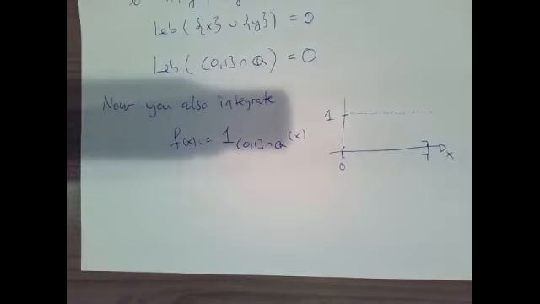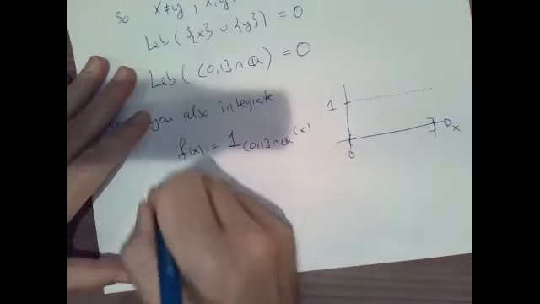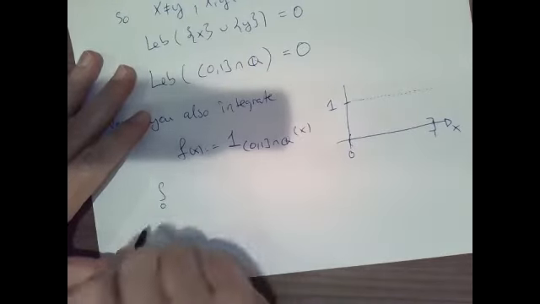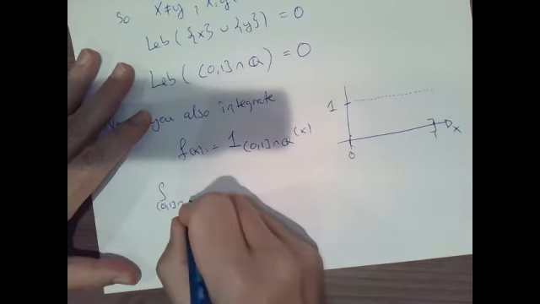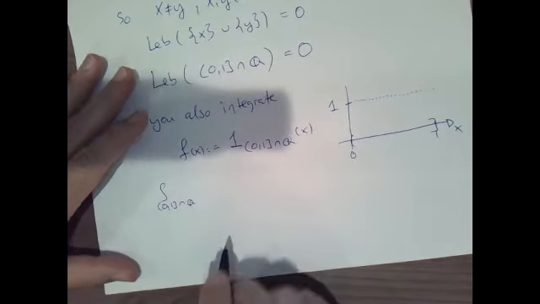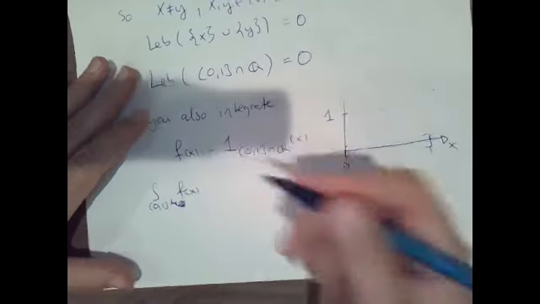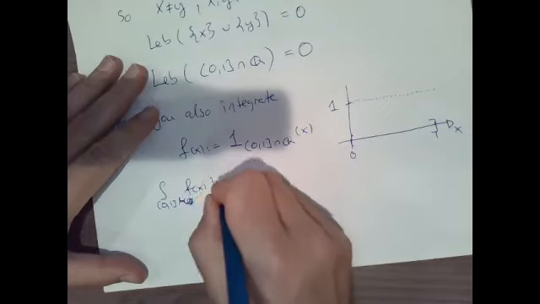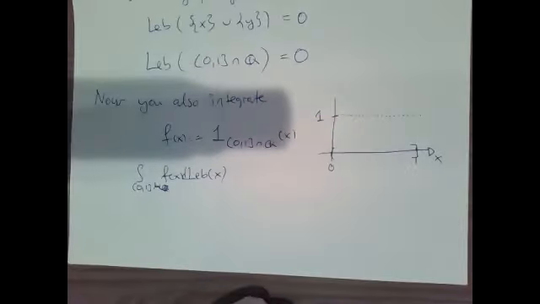Now I want to integrate from 0 to 1. I want to integrate over omega of f of x, with respect to the Lebesgue measure, d Lebesgue of x. What should we get?